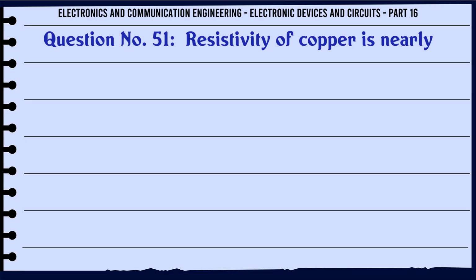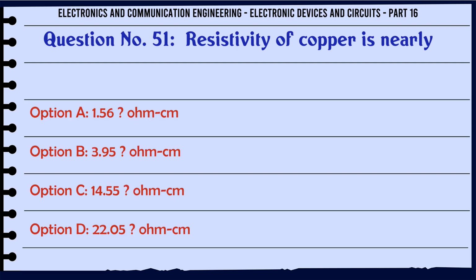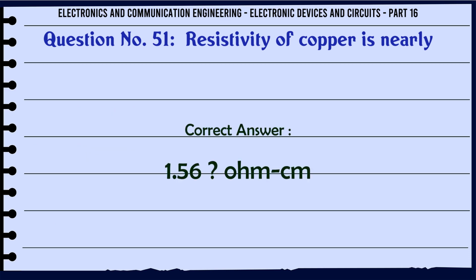Resistivity of copper is nearly A. 1.56 ohm cm, B. 3.95 ohm cm, C. 14.55 ohm cm, D. 22.05 ohm cm. The correct answer is 1.56 ohm cm.